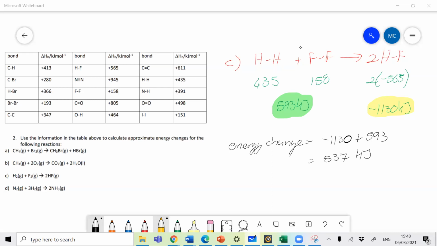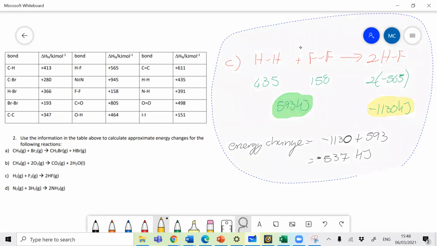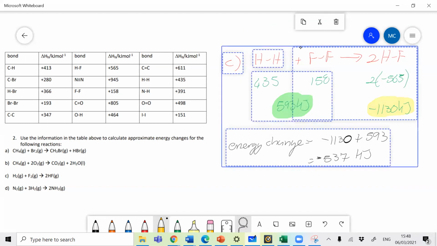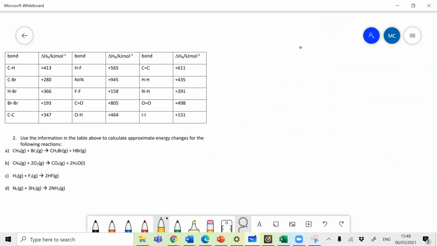For the last question, for D, so again, let's make sure that you've got this right. Okay, it's minus 537 kilojoules. For the last question, there's going to be something similar with nitrogen plus hydrogen to give ammonia. Okay, again, these do not seem to be that hard. Okay, so you should always be able to get them right.